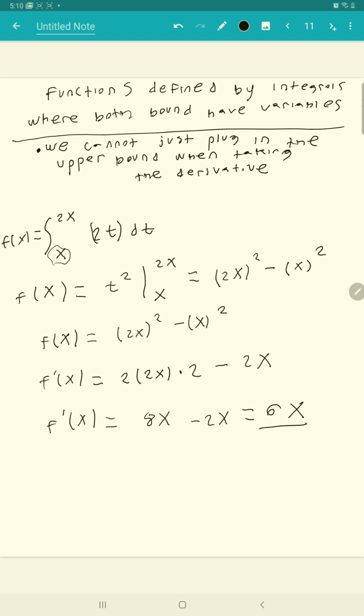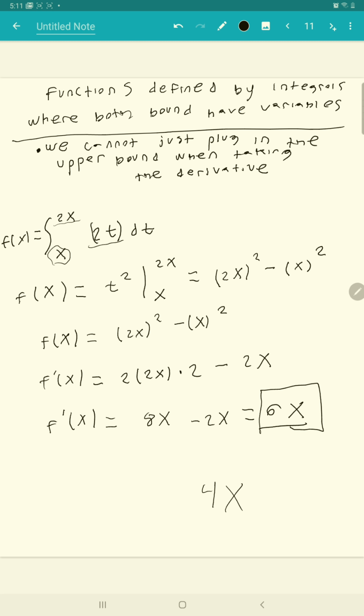When we take the antiderivative of 2t, we get t squared, and we plug in x and 2x, and we get 2x squared minus x squared. Both of these we can take the derivative of. So after doing some derivatives, it's going to come out to be 6x. The common error here would be simply plugging in 2x, disregarding this x, getting 4x and being like, okay, that's our derivative. Well, no, that's not true. We have to account for x.